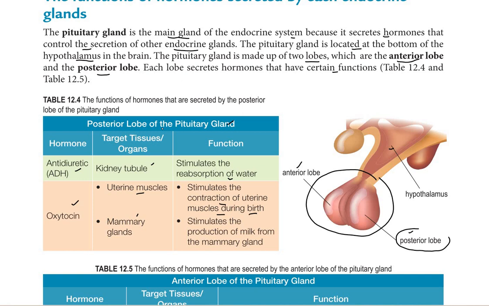And for the mammary glands, it stimulates the production of milk. So the milk produced by the female, by the mother, actually comes from this, stimulated by oxytocin. Oxytocin hormone is secreted by the pituitary gland at the posterior lobe. So this posterior lobe just secretes two hormones, antidiuretic hormone (ADH) and oxytocin. So you must remember the target tissue and also the function. Then move on to the next.